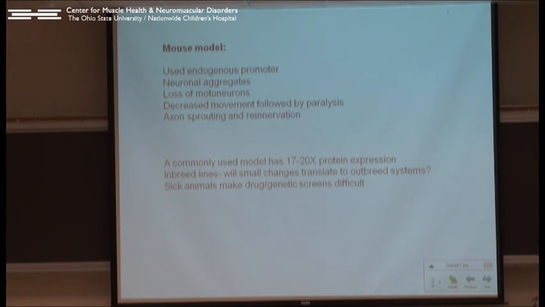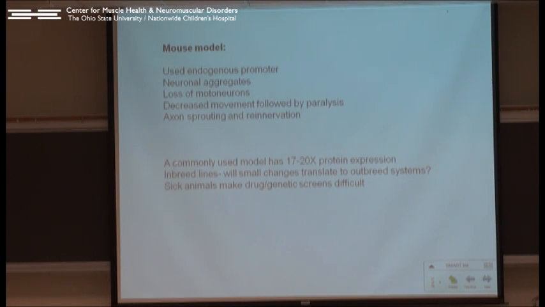This is not something that you see in zebrafish, and you don't see it in invertebrate models either. So this axon sprouting and reinnervation is more of a mammalian thing. If that is a big component of the disease, then the mouse model is an important place to look for that.